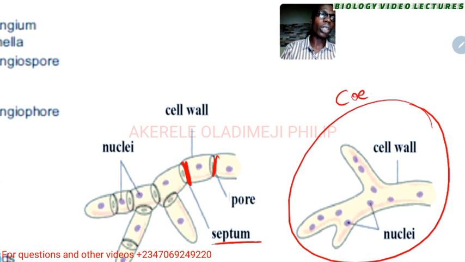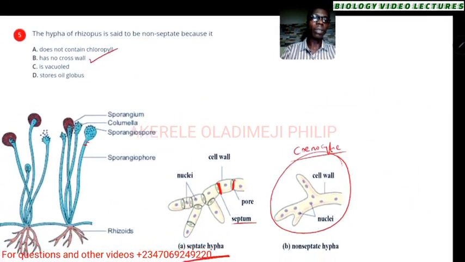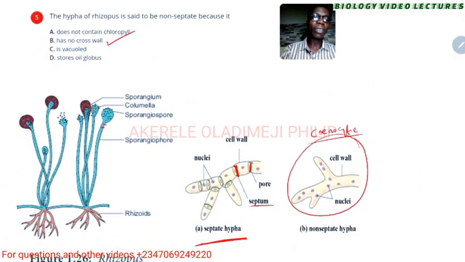Some books will call it coenocytic. It means the same thing. Non-septate means the same thing as coenocytic, so to say. An example of a fungus that has septate hyphae is penicillium. These things, like I said, are what we call the hypha, all those thread-like structures, so to say.